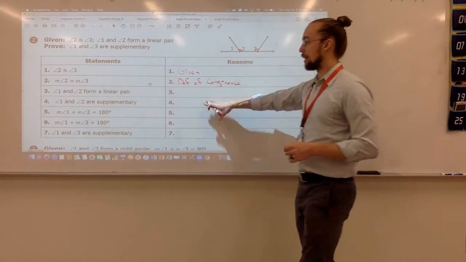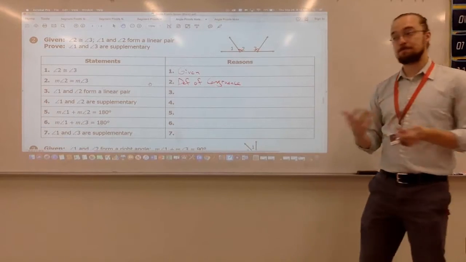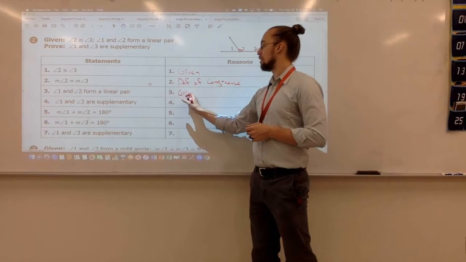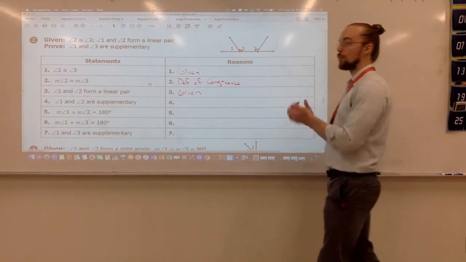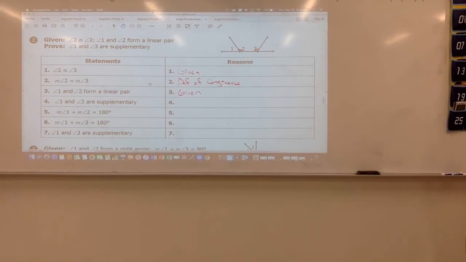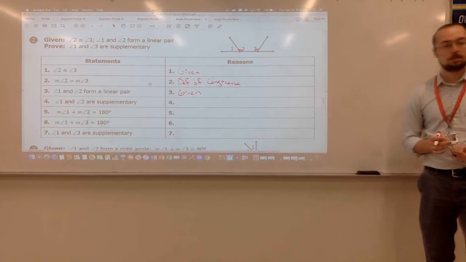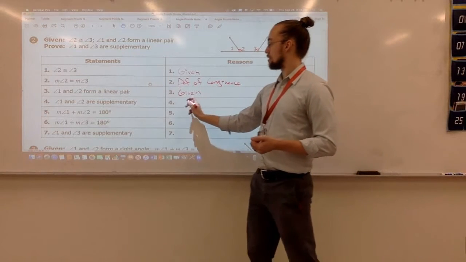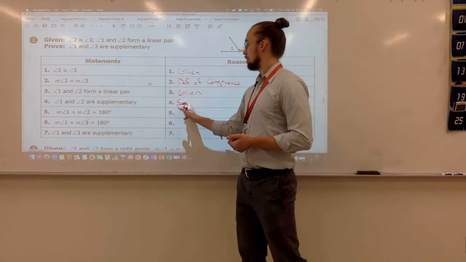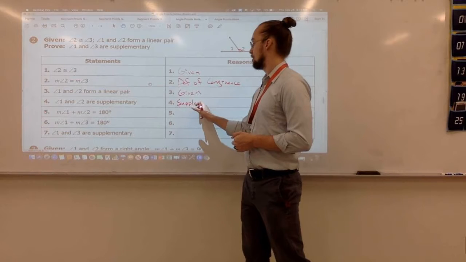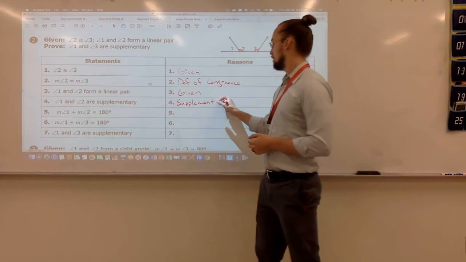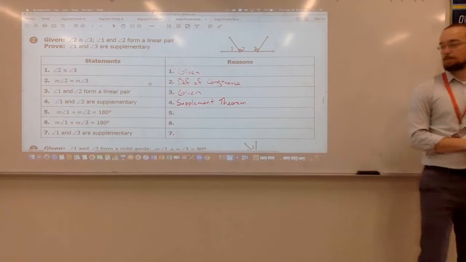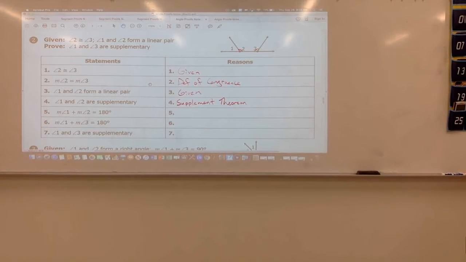Well then, angles 1 and 2 form a linear pair. That's our other piece of given information. How can I claim that angles 1 and 2 are supplementary? Supplement theorem. If we know two things are a linear pair, then I can say they're supplementary by the supplement theorem.